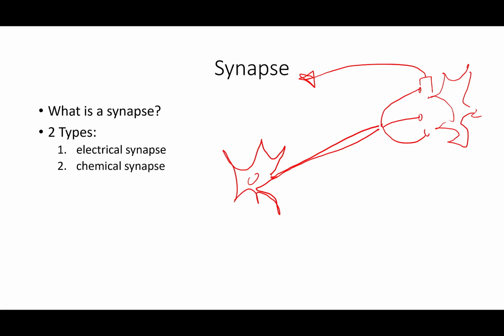We can have an electrical synapse in which we are just changing membrane potential between the axon terminal and the membrane of the next neuron. Or we can have a chemical synapse in which we're releasing an actual chemical. It binds to a receptor and that initiates a response.